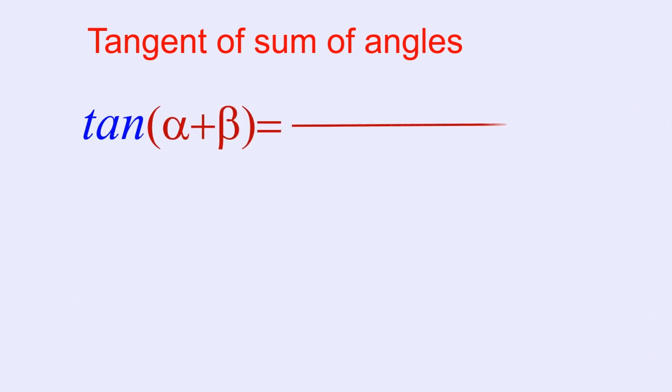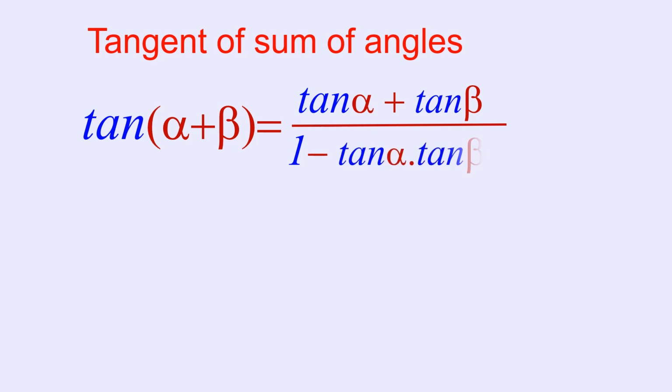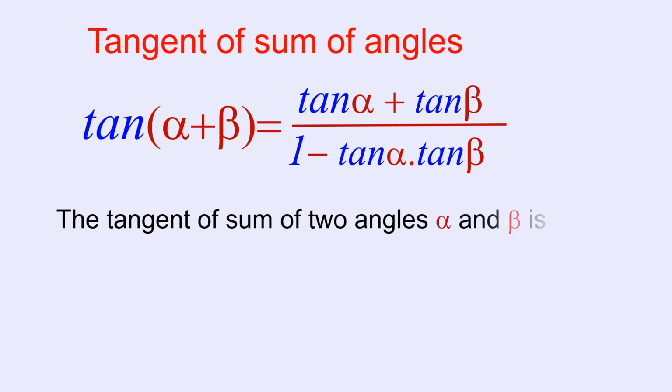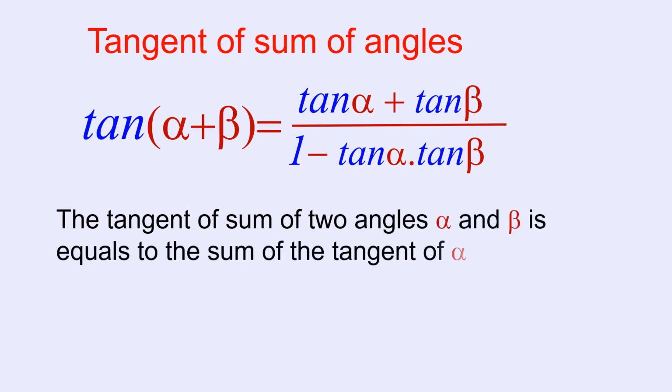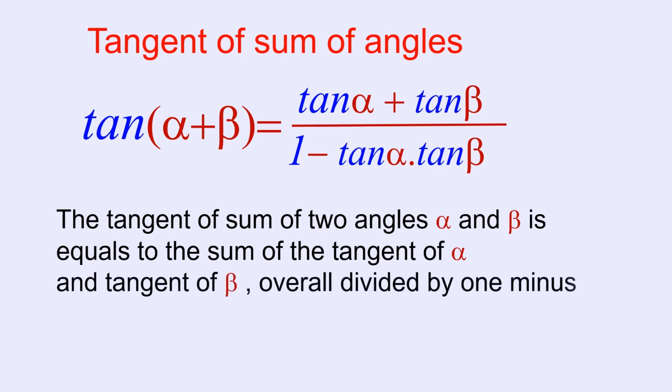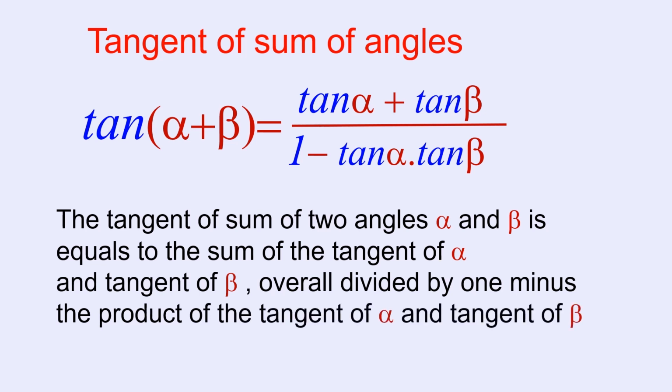Tangent of sum of angles. Tan alpha plus beta is equal to tan alpha plus tan beta, divided by 1 minus tan alpha into tan beta. That is again, the tangent of sum of two angles alpha and beta is equal to the sum of tangent of alpha and tangent of beta, overall divided by 1 minus the product of the tangent of alpha and the tangent of beta.